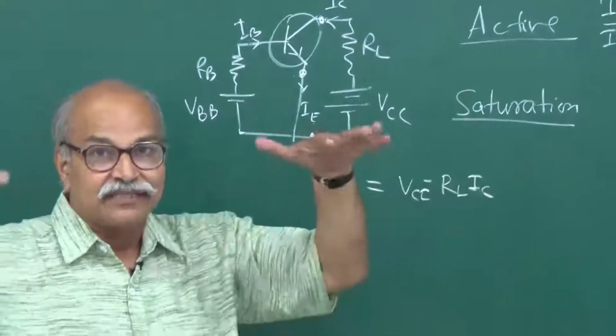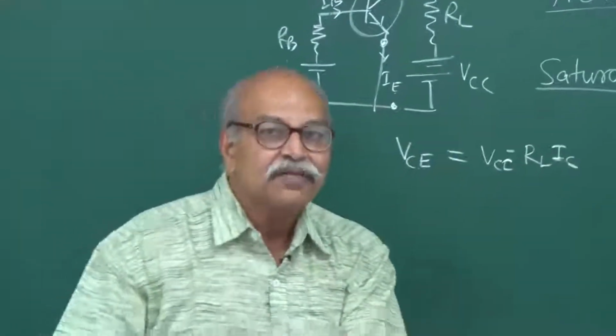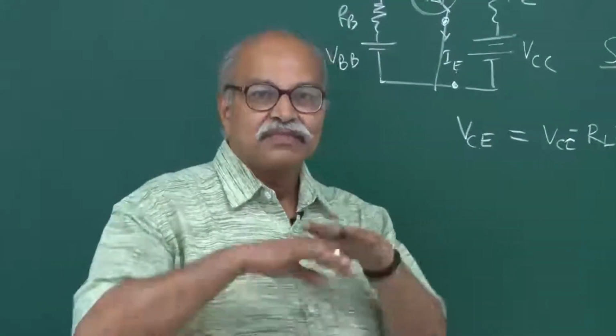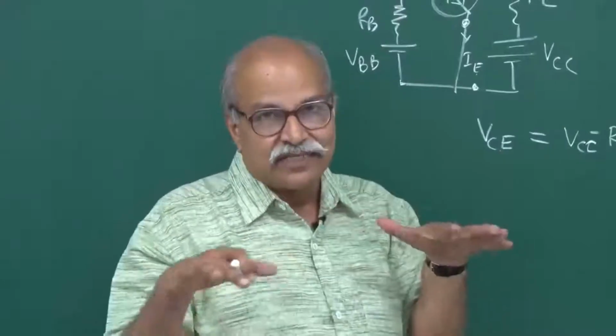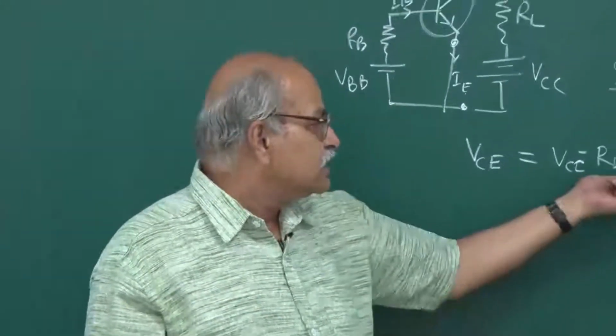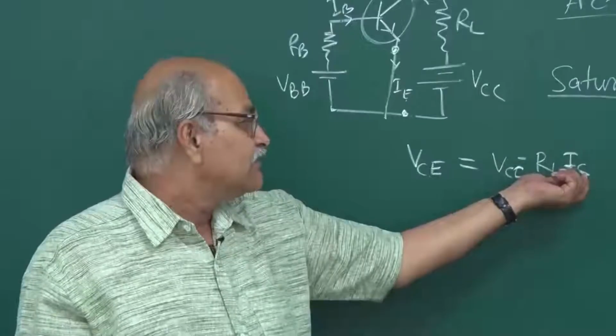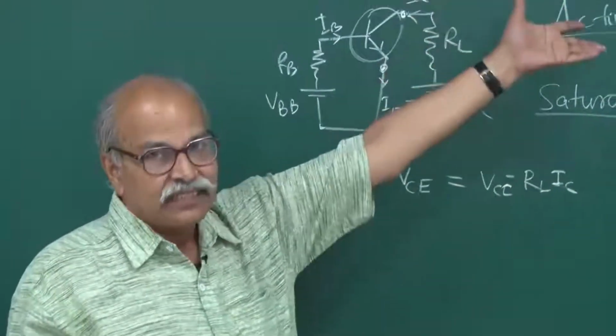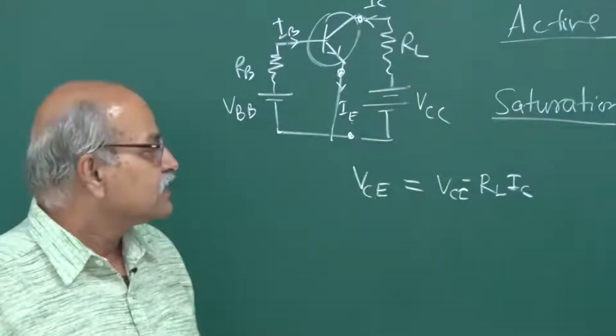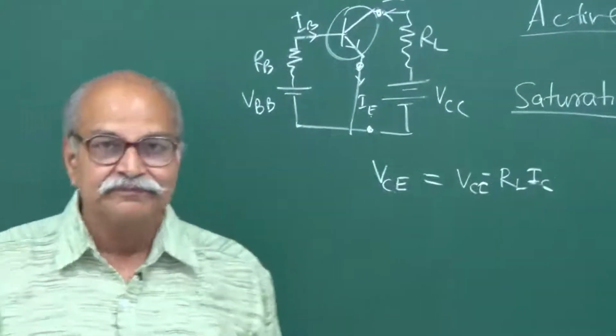So it has saturated. The capability of drawing the electrons from this base is saturated, and therefore this current is no more increasing. Even if you are increasing IB, this is not increasing. So that is the saturation region. So these three regions we talked about.